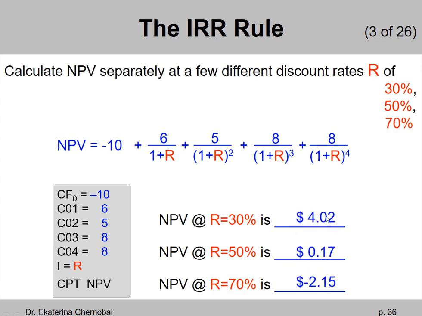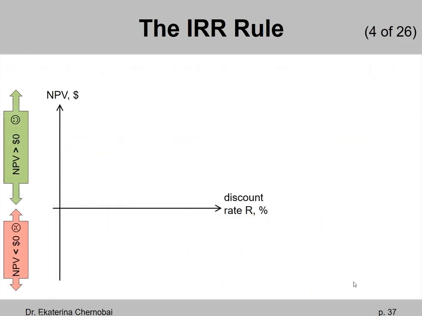When you try the 30% discount rate, your NPV will be $4.02. Then when you redo the whole thing and instead try the 50% discount rate, your net present value will be 17 cents. And then when you try the highest discount rate of 70%, your net present value is -$2.15.